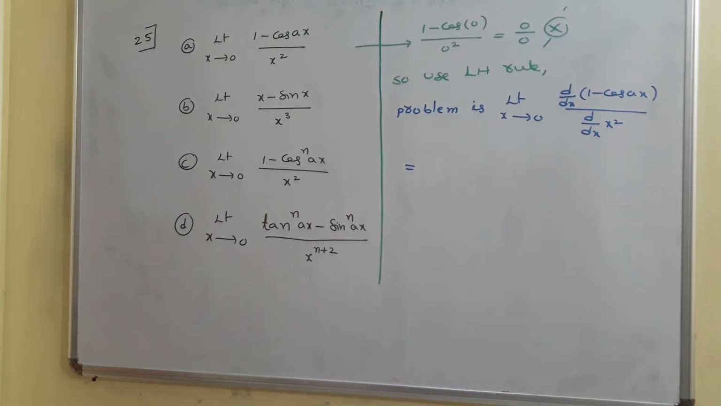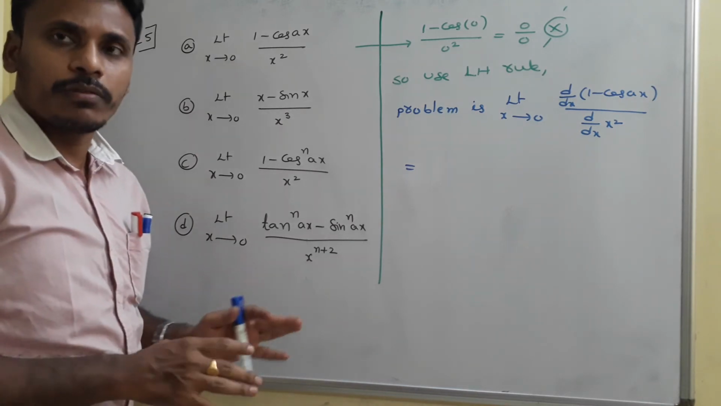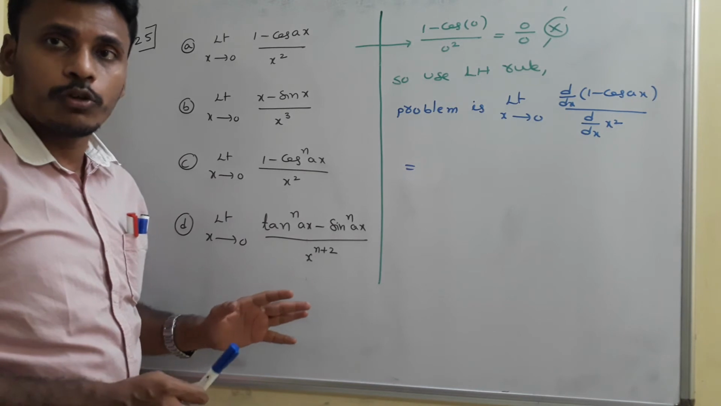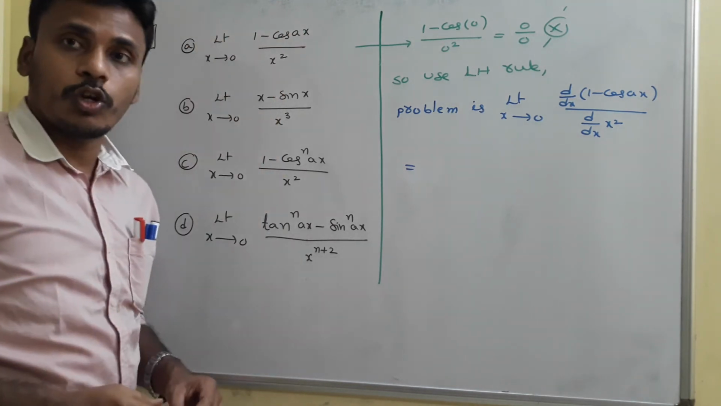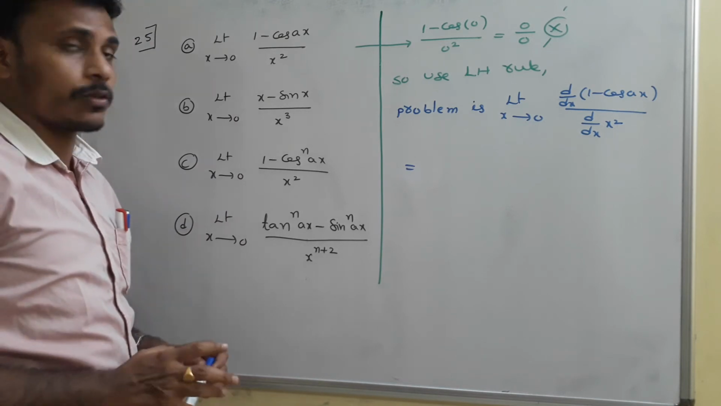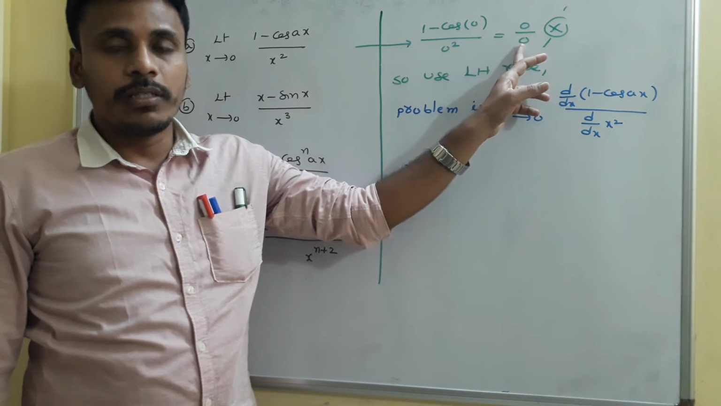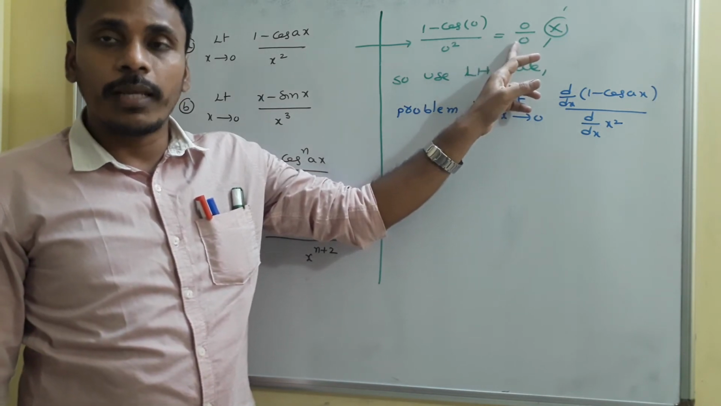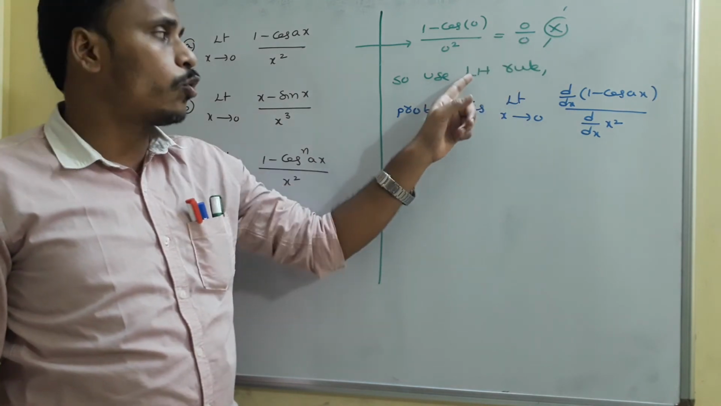So some more problems related to L'Hospital's rule. Okay? These are some problems to find limit values, and we are using L'Hospital's rule. Let us look at the first problem: limit x tends to 0, 1 minus cos ax by x square. When you directly replace x with 0, it is of the form 0 by 0. So 0 by 0 or infinity by infinity allows us to use L'Hospital's rule. So this format is suggesting to use L'Hospital's rule.